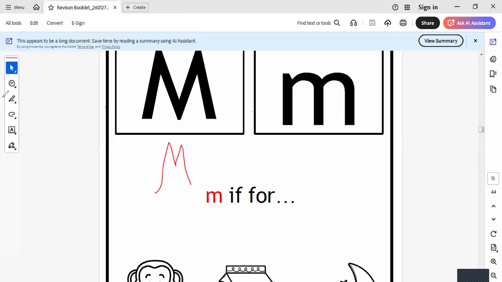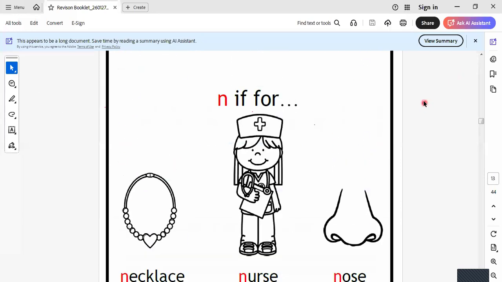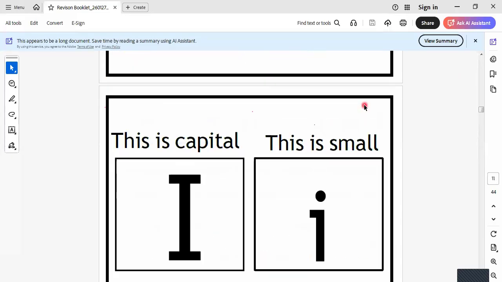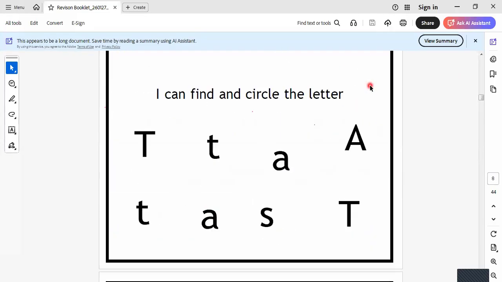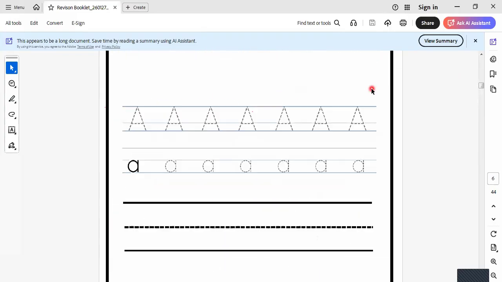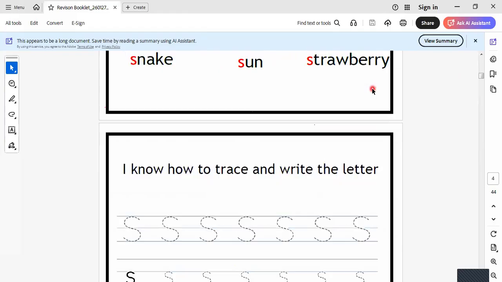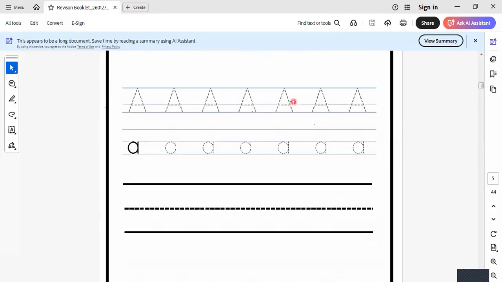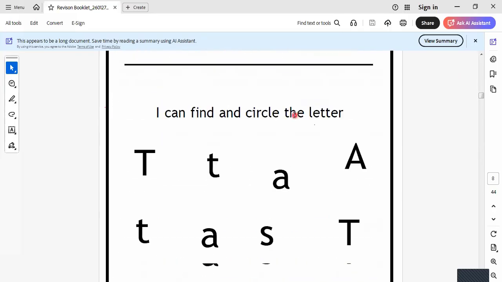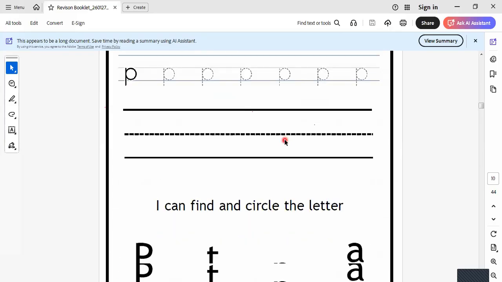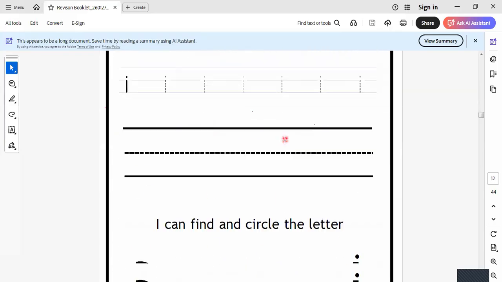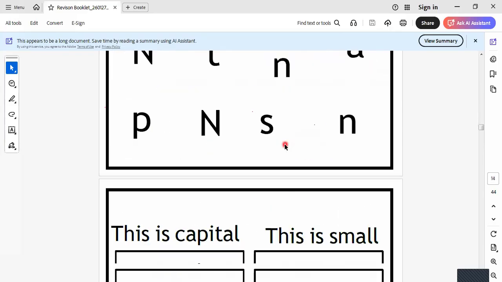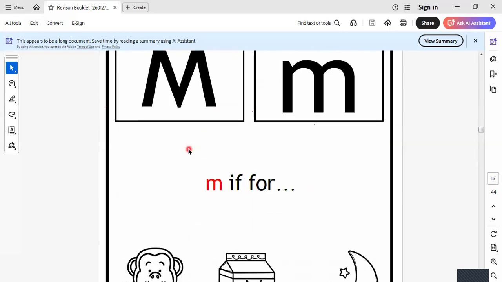Today we learned some letters. I would like to remind you of the letters that we learned today. We learned letter S, letter A, letter T, letter B, letter I, letter N, and now we learn letter M, and today I stop on letter M. Next class I will continue the rest of the booklet.